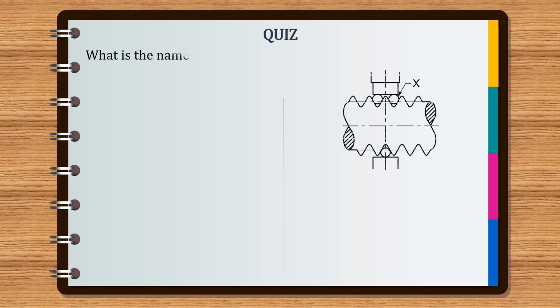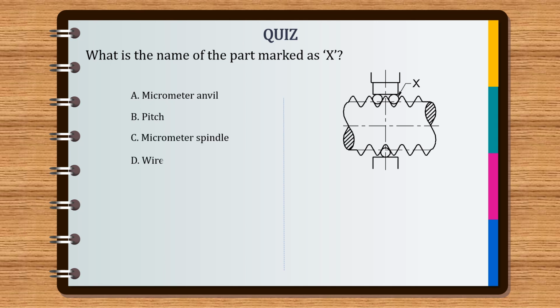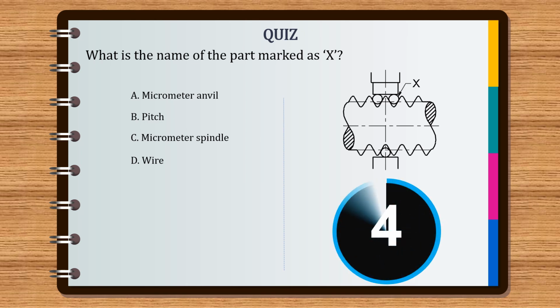To boost your brain power, we are going to play a quiz related to this topic. The question is, what is the name of the part marked as X? The options are A. Micrometer anvil, B. Pitch, C. Micrometer spindle, D. Wire. Yes, you are right. The answer is D. Wire.